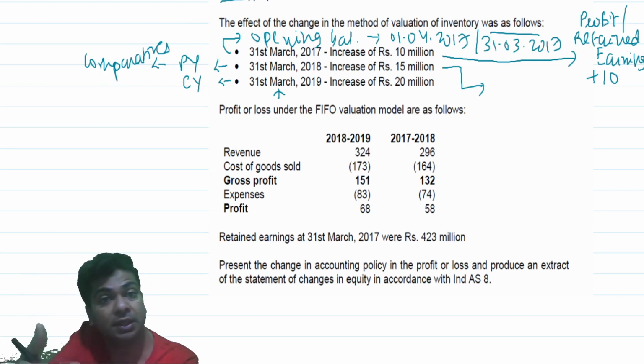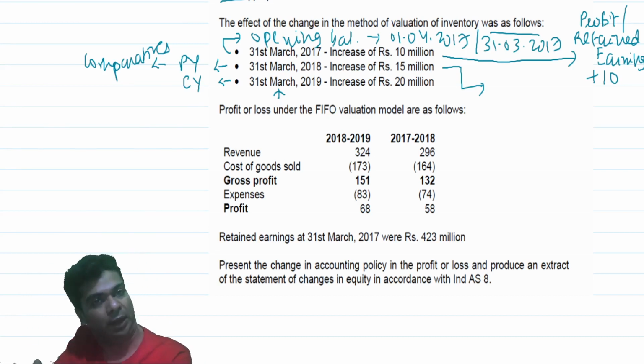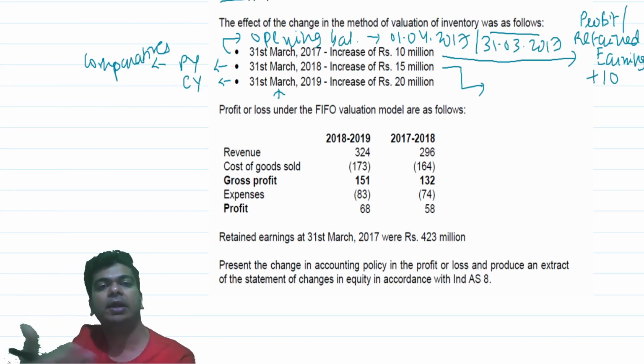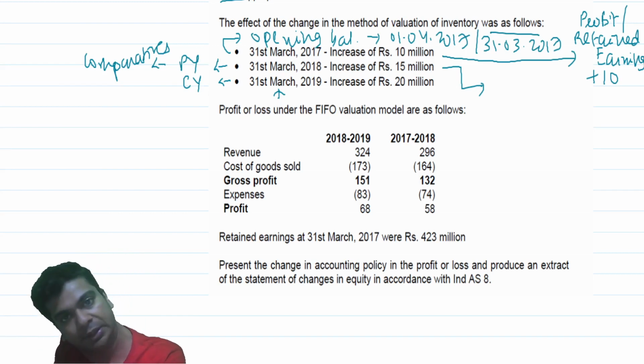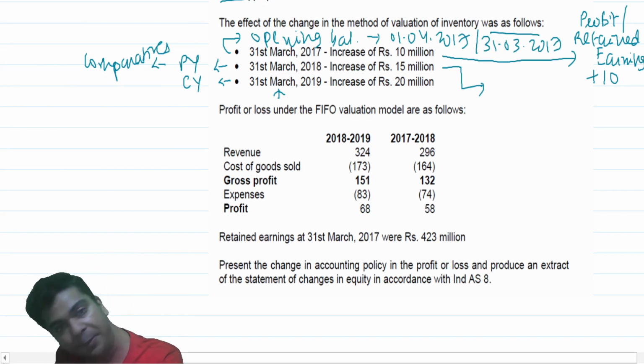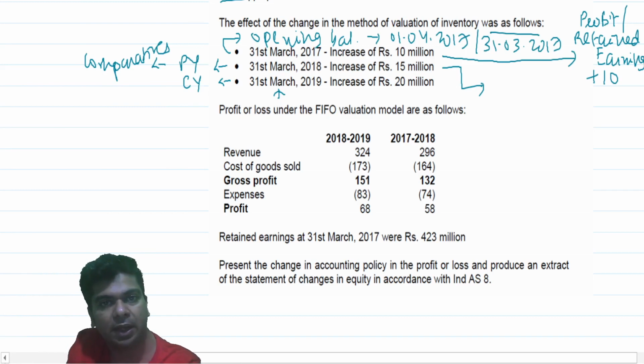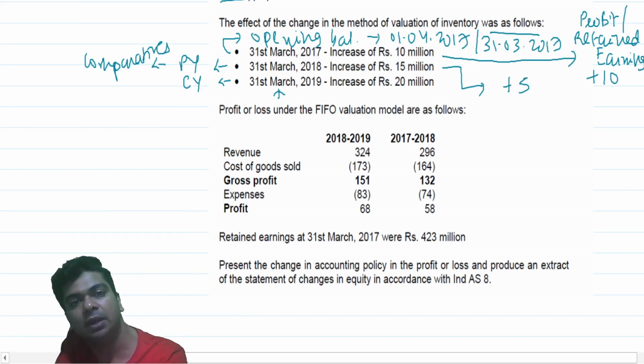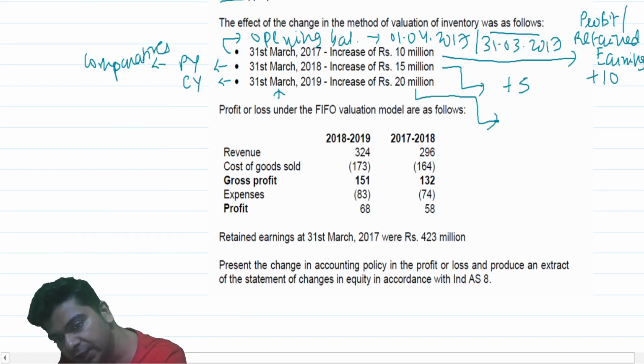In the previous year, you are increasing the closing inventory by 10 million. That means the opening inventory for the next year will increase by 10 million. You get my point? Your opening inventory will increase by 10 million and closing inventory will increase by 15 million. That means there will be a positive impact of 5 million in your profits. The same thing will happen again over here.